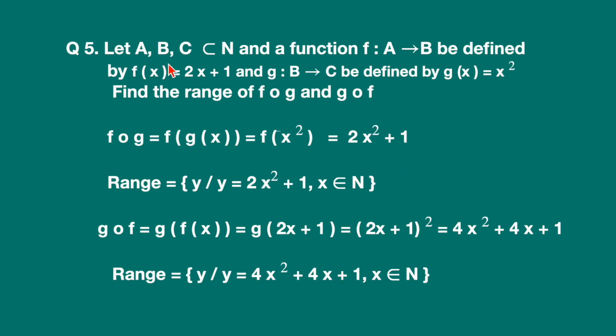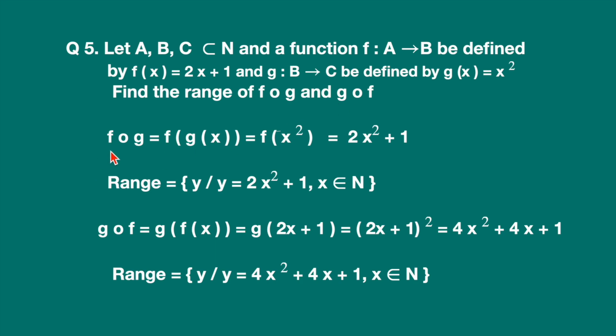Question 5. Let A, B, C be subsets of N, which is the set of natural numbers, and a function f from A to B be defined by f(x) is equal to 2x plus 1, and g from B to C be defined by g(x) is equal to x square. Find the range of fog and gof.